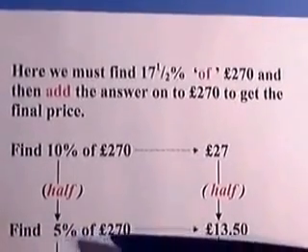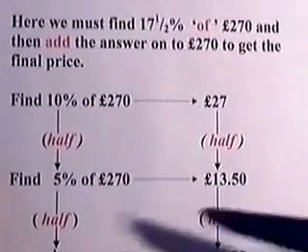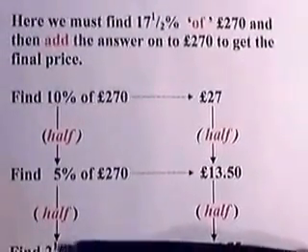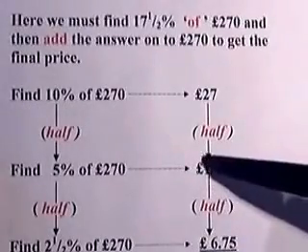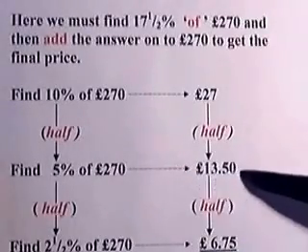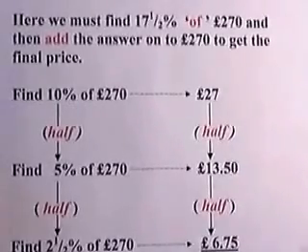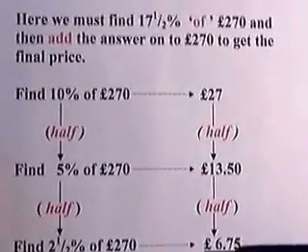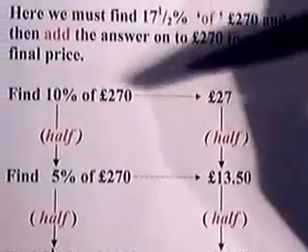Now, look what happens if we take a half of 5. What do we get? What's a half of 5? Can anyone tell me out there? You're quite right, it's 2.5. So if we find 2.5% of £270, we have to take a half of this £13.50. Take a half of it, we get £6.75.